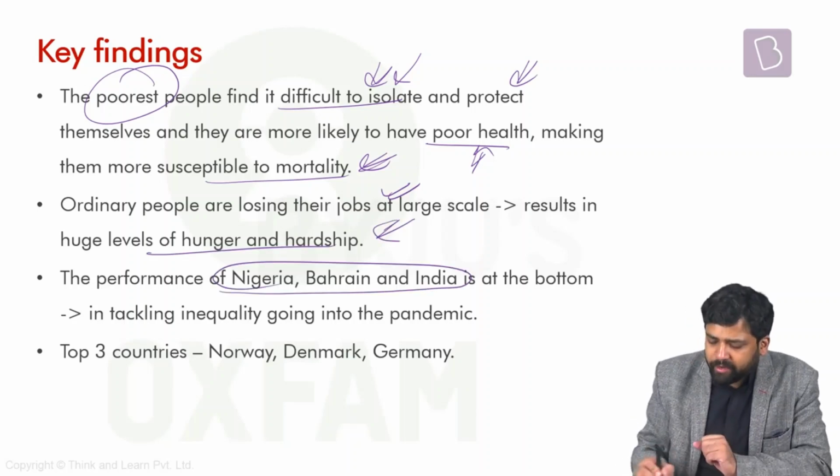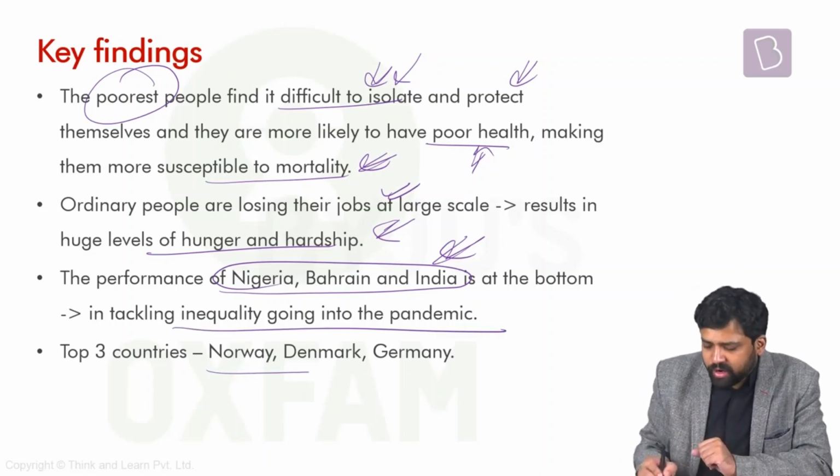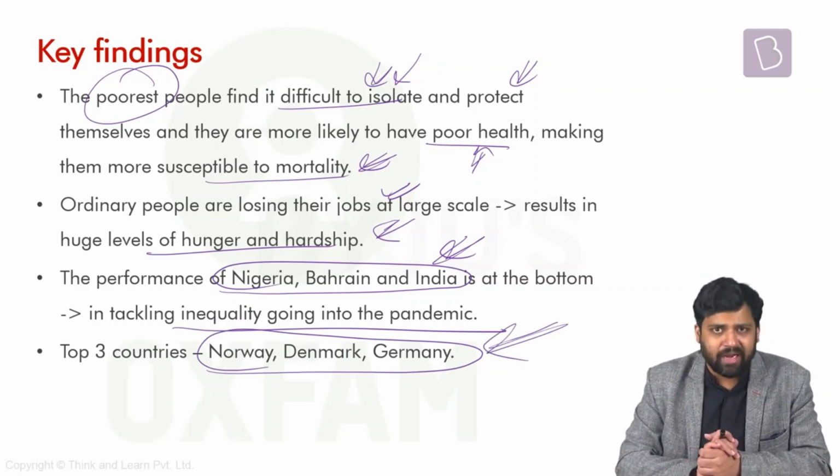Now, as per this report, Nigeria, Bahrain, India are at the bottom when it comes to tackling inequality going into the pandemic. So Nigeria, Bahrain, India are among the worst performers. Who are the best performers? Norway, Denmark, Germany. These countries have done really well in tackling inequality during the pandemic.